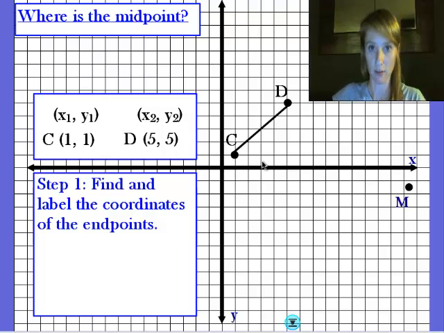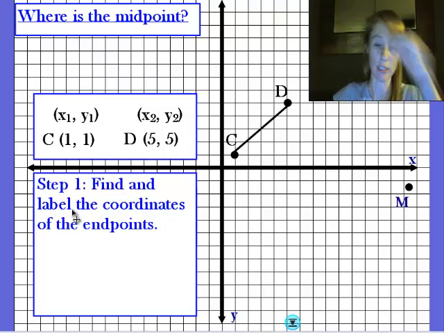To find the coordinates of C, I'm again going to start at the origin and count along the x-axis, 1, and along the y-axis, 1. So the coordinates of point C are (1, 1). Great. The same thing to find the coordinates of D. 1, 2, 3, 4, 5 is our x-coordinate, and 1, 2, 3, 4, 5 is our y-coordinate. Great. So we found the coordinates of our endpoints. Now let's label the coordinates of our endpoints.